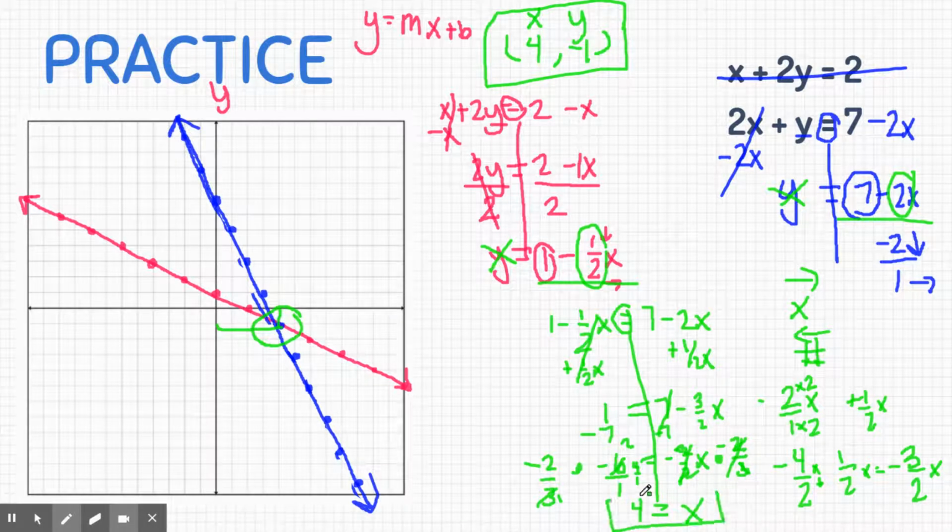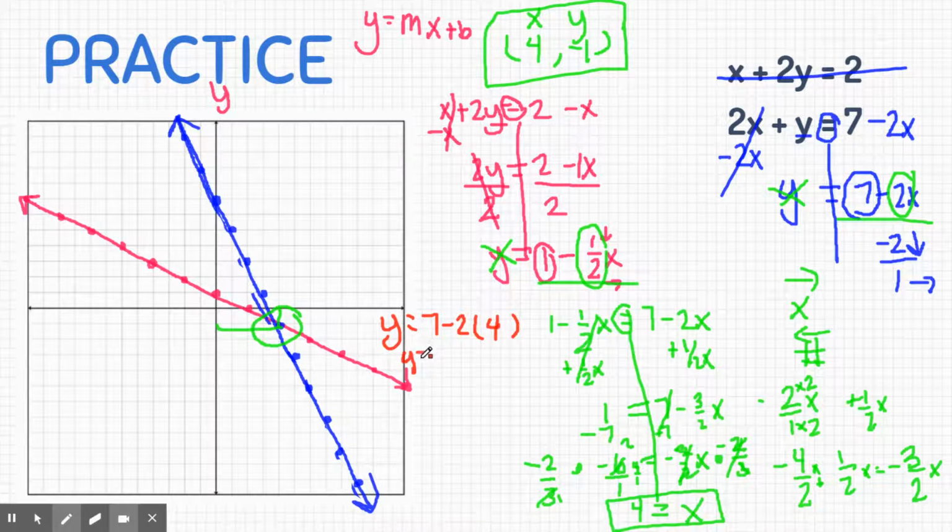So I know x is equal to 4. Now that I've figured out what x is, I need to plug x in one of these equations. I can pick either equation to plug it in for. I'm going to do this one right here. So I'm going to change my color again. Y equals 7 minus 2 times, and I'm plugging 4 in for x, so I'm going to put the 4 in here.